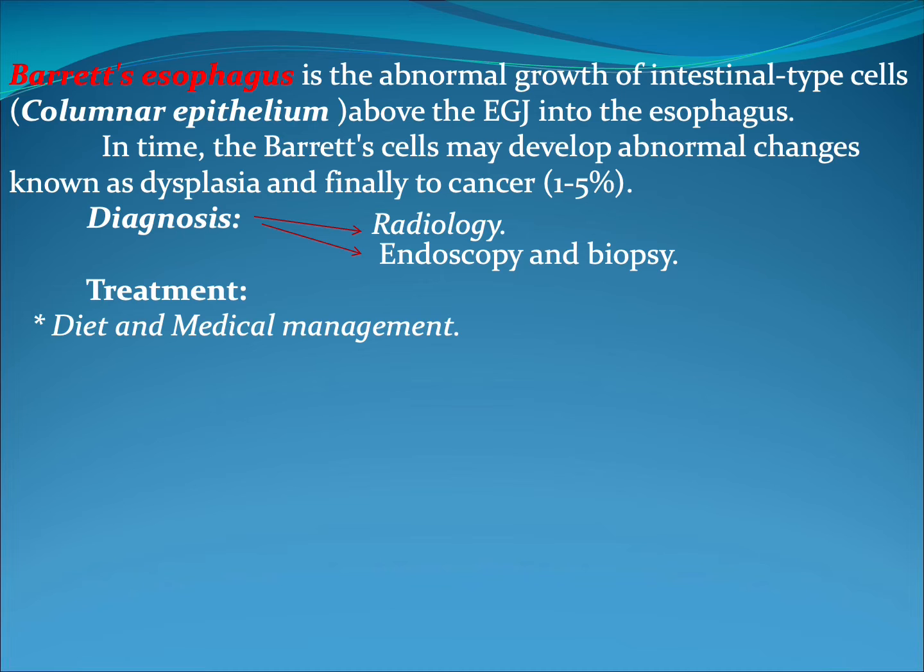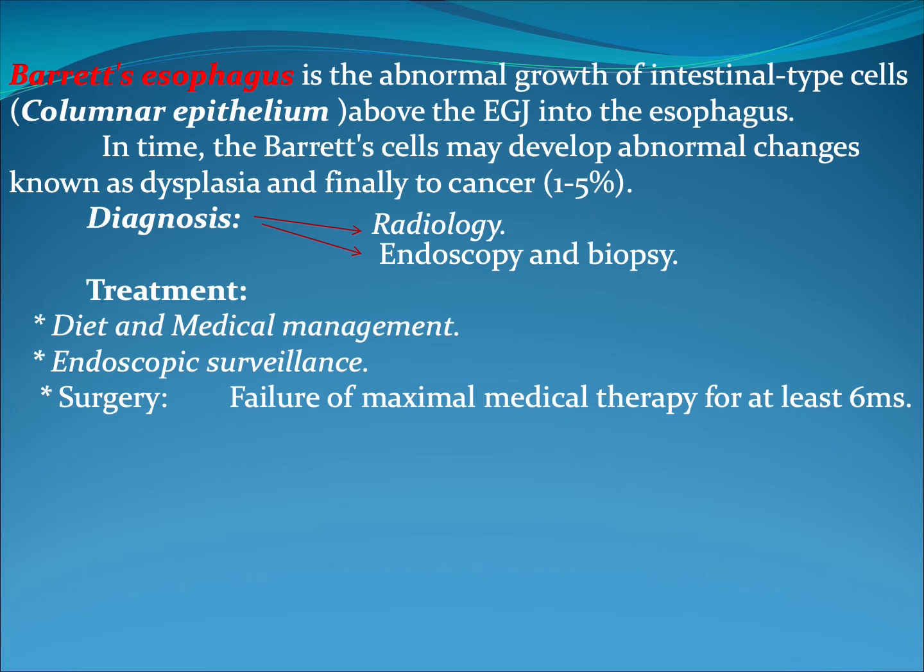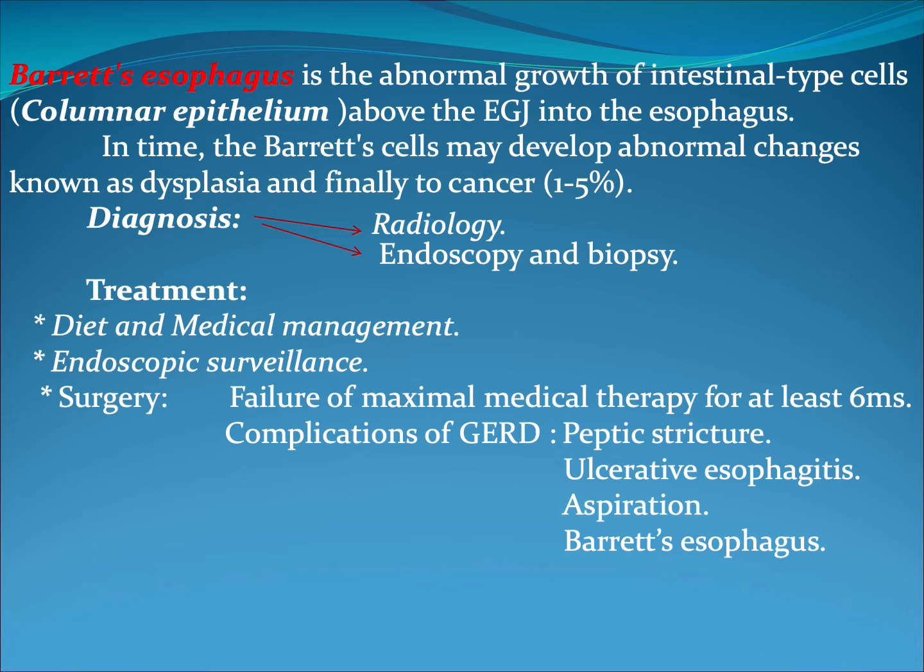The treatment is usually diet control, medical management with proton pump inhibitors, for example, as well as weight reduction, and then endoscopic surveillance to make sure there is no progression to Barrett's esophagus. Surgery will be for patients who are having complications of reflux, like paraesophagitis, aspiration, or peptic stricture, as well as failure of maximum medical treatment for at least 6 months. Then we will have to do surgery to prevent the development of complications later.